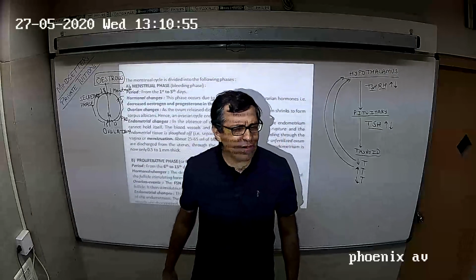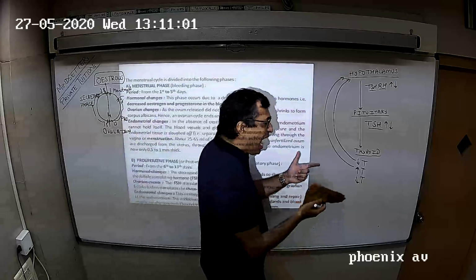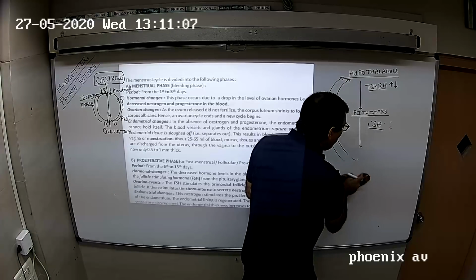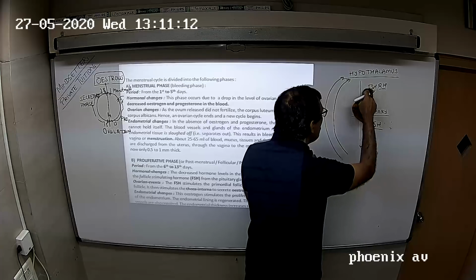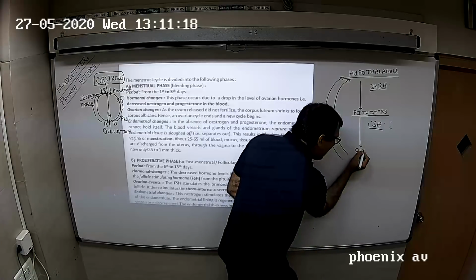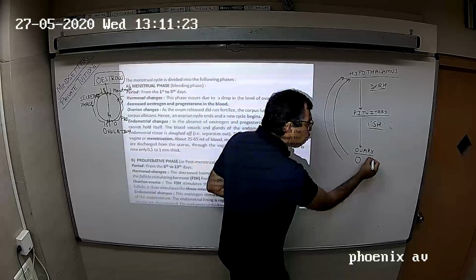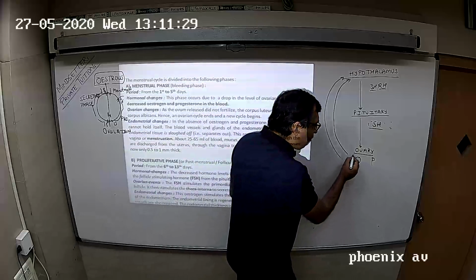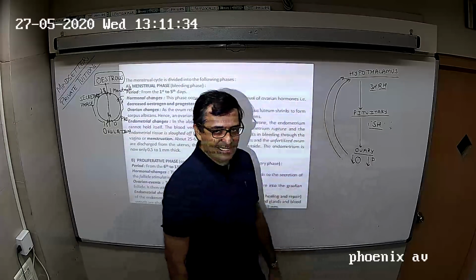I hope you all have understood this, and if you have understood this, we now change the words. Hypothalamus controls the pituitary and pituitary now controls your ovary, and ovary gives out two hormones, estrogen and progesterone. Let us assume the level of estrogen is less and progesterone is less.